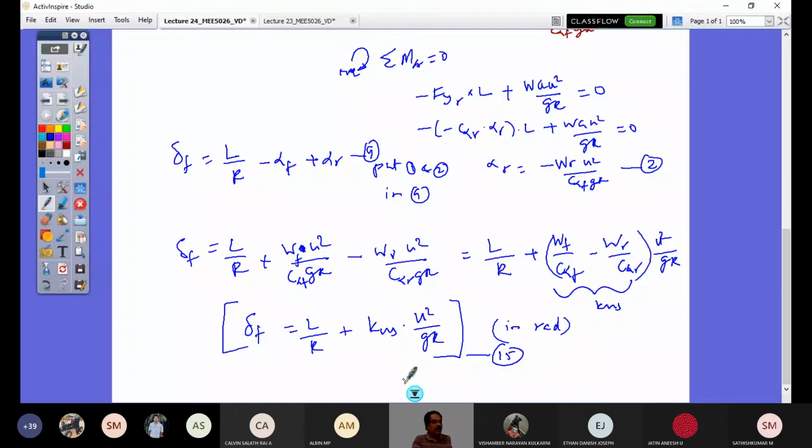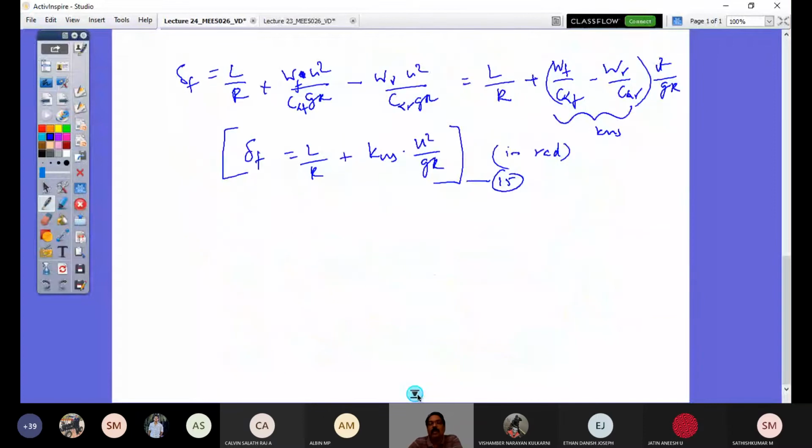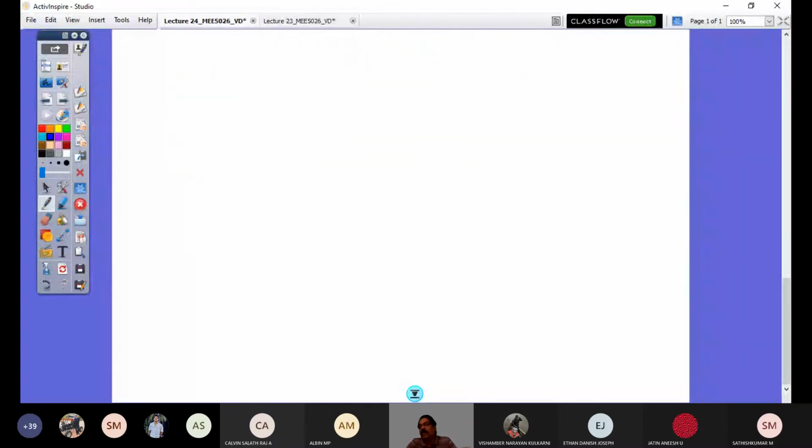Now we are going to look at the physical meaning of this equation. Why did we derive this equation? That we will see, and we will have some discussion on it. So this equation 15, what do you understand from this equation 15? Can anyone say? From this equation 15, what do you understand?